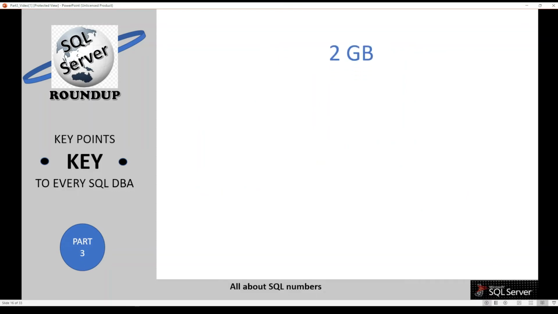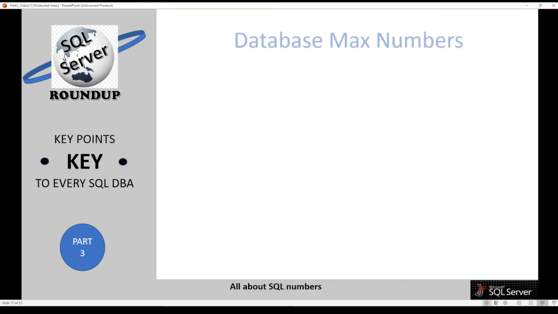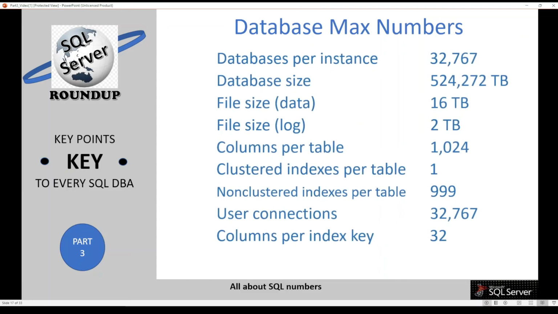2 GB. BLOB stores only 2 GB size data. FILESTREAM allows storing large documents, images, or files onto the file system, and with FILESTREAM we do not have the 2 GB limit. These are the database max numbers.